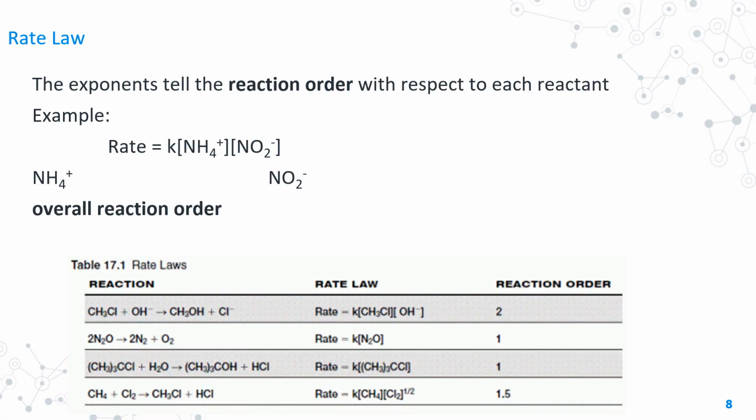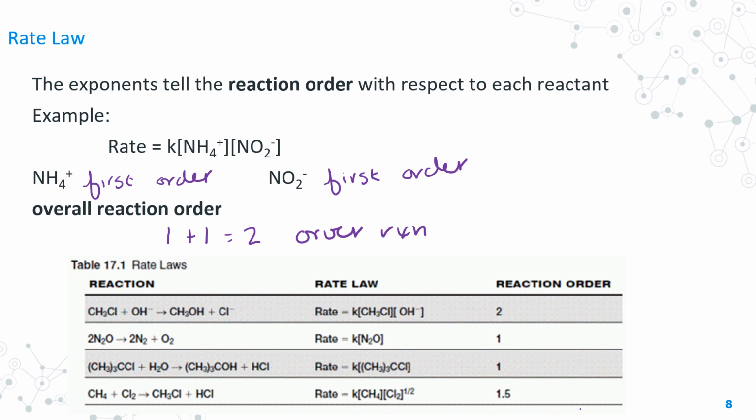If we look at what we just looked at, the exponents tell us the reaction order with respect to each reactant. So we can say that with respect to ammonium, our reaction is first order. With respect to the nitrite ion, the reaction is first order. And if we want to know the overall reaction order, that's the sum of the reaction orders of each reactant, so I have an overall reaction order of 2.